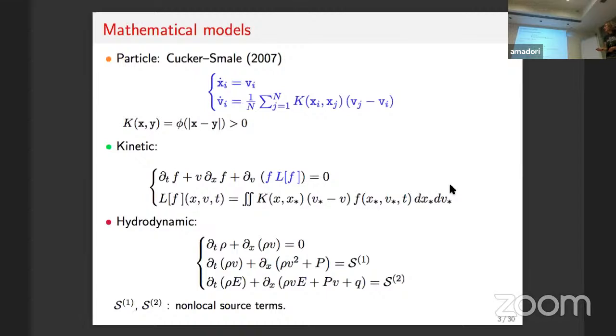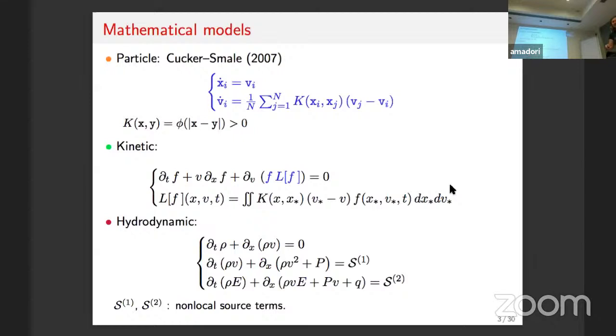Passing further to another level of description, we can have a macroscopic description using then macroscopic variables rho and v. So now rho and v depend on x and t only, and we can get this system in terms of rho, v, and rho e. Okay, so at this level, the interacting kernel is described by these non-local terms that we have on the right side in the second and the third equation. But the first equation is the conservation of mass.